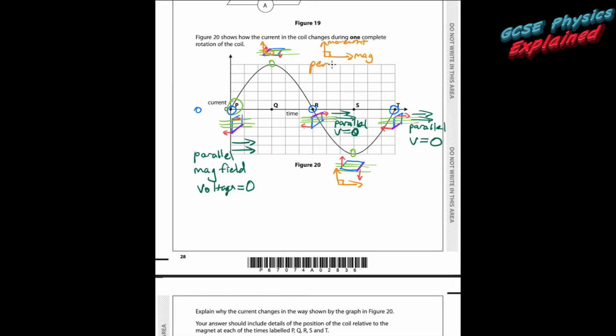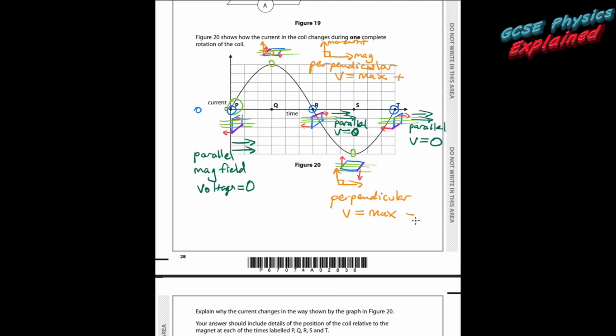Here it was perpendicular. So your voltage and your current will be maximum. And here the movement was perpendicular to the magnetic field. So your voltage is going to be maximum there. But here it's maximum positive and here it's maximum negative.